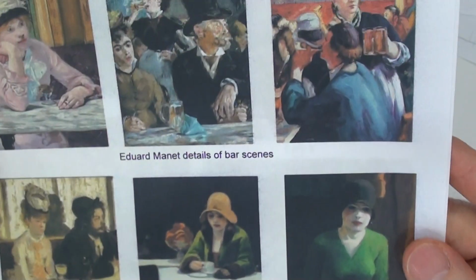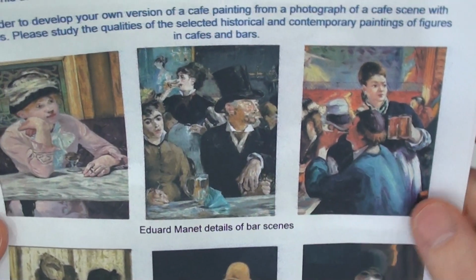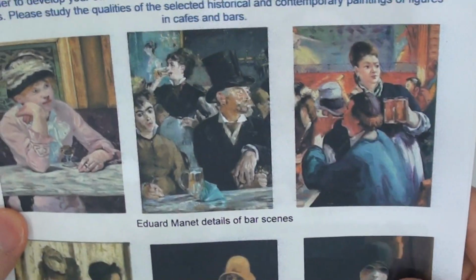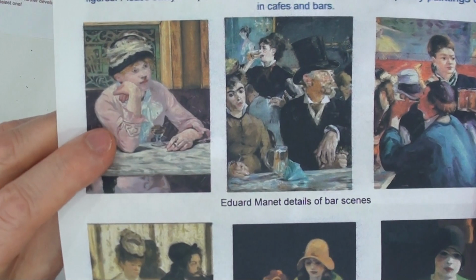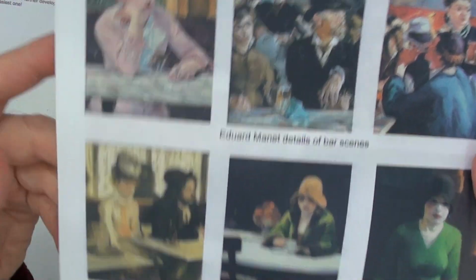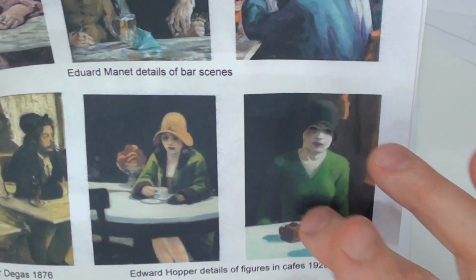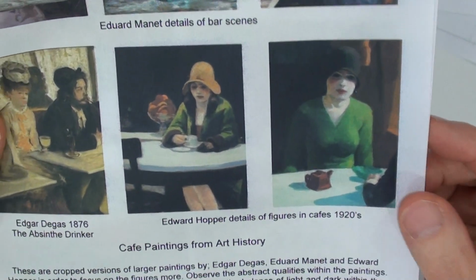And the difference, I suppose, is that these paintings deal with crowded scenes, and this is more a figure in isolation in a public place, and these are very much about isolation with Edward Hopper's paintings.